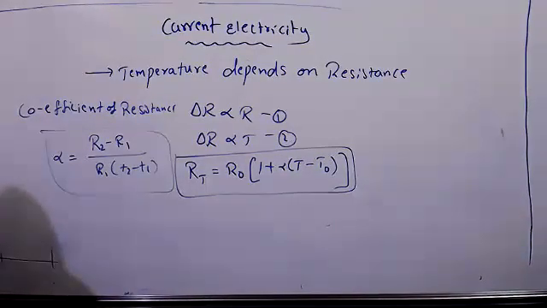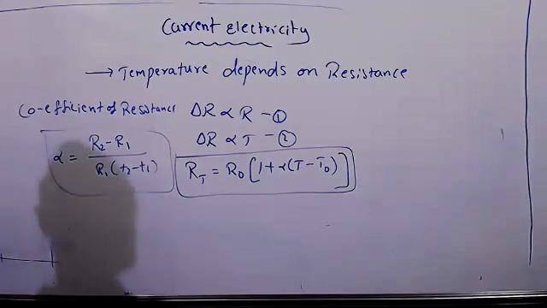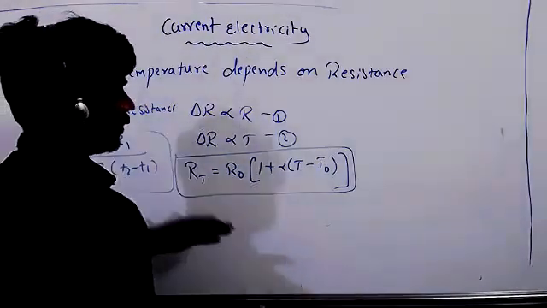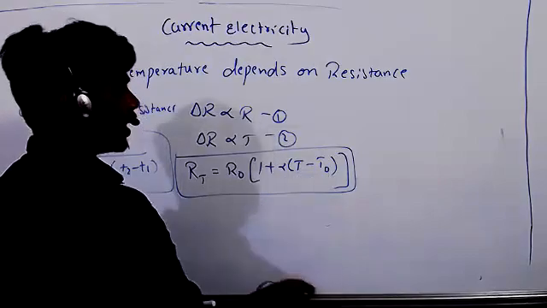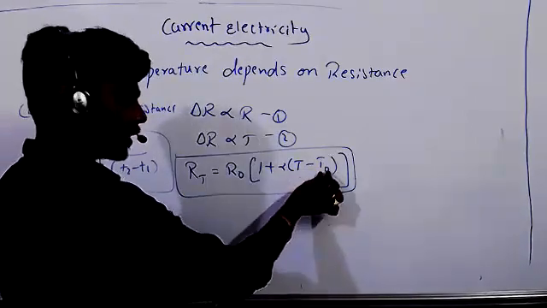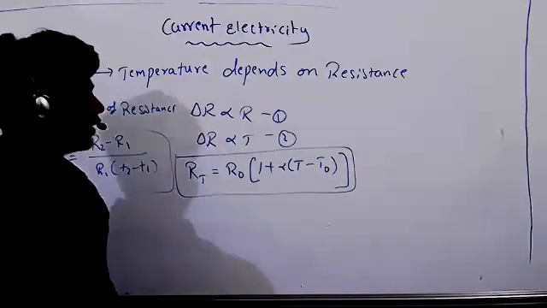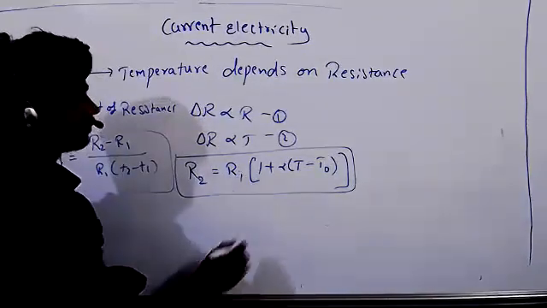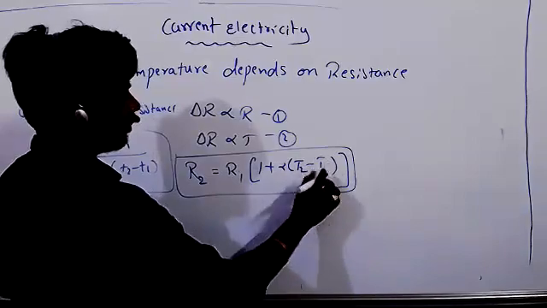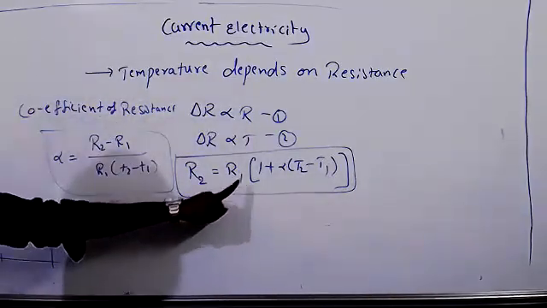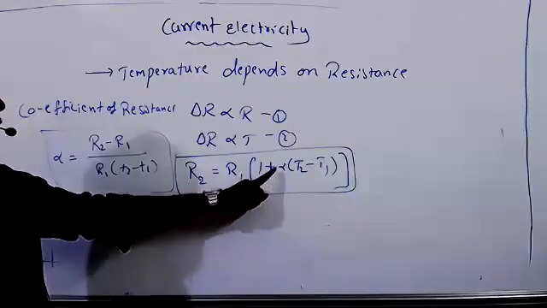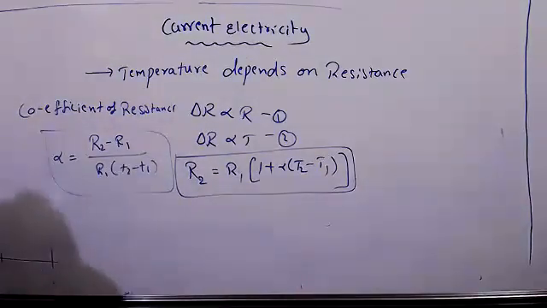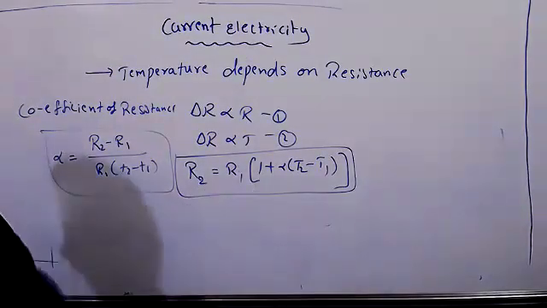Sir, should it be T1 minus T2 or T2 minus T1 in that RT formula? Here you can say it is T2 minus T1. Otherwise, it is T naught, initial temperature, and final temperature. Is it initial minus final, sir? Yes, final minus initial, T2 minus T1. R2 equal to R1 into 1 plus alpha into T2 minus T1. Final minus initial.